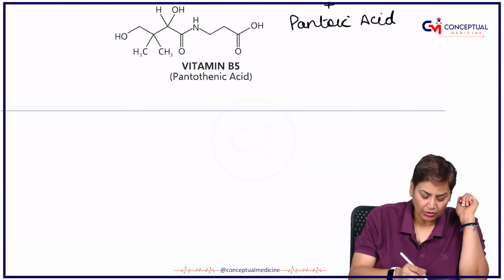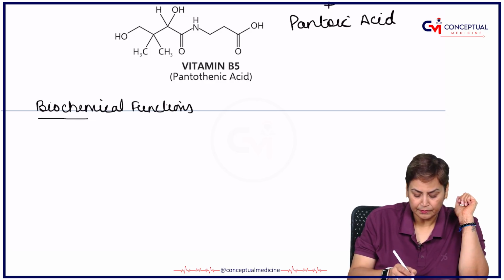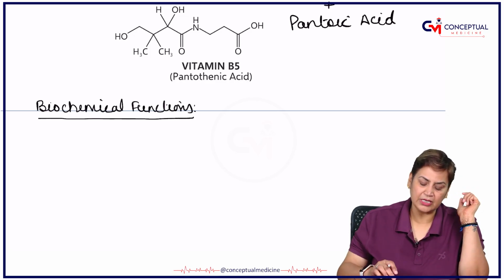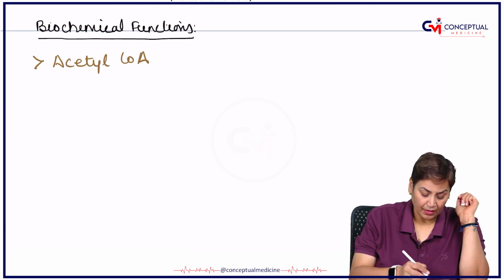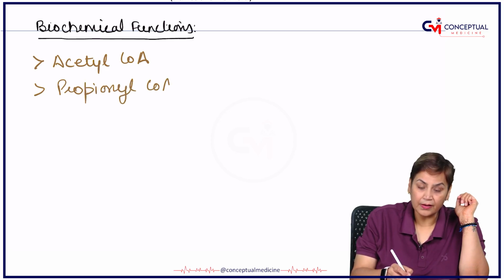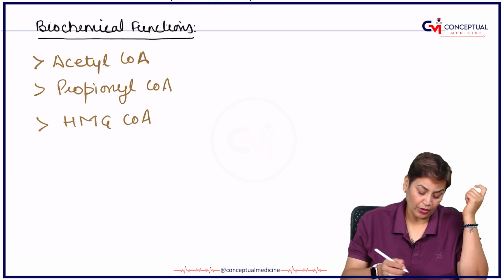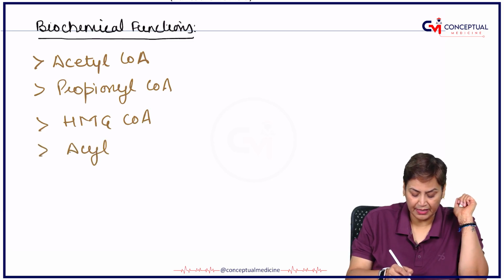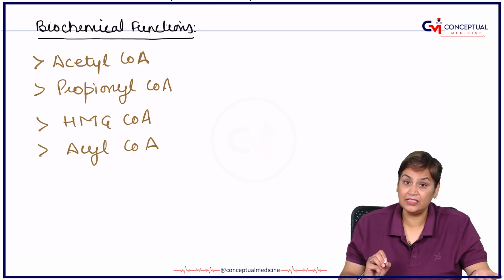Whenever we talk about the biochemical functions, just recall wherever you have studied about CoA. If we talk about CoA, you start from acetyl-CoA, then propionyl coenzyme A, then HMG-CoA, or in general we can say acyl coenzyme A. So these are the four forms in which this coenzyme A is produced.